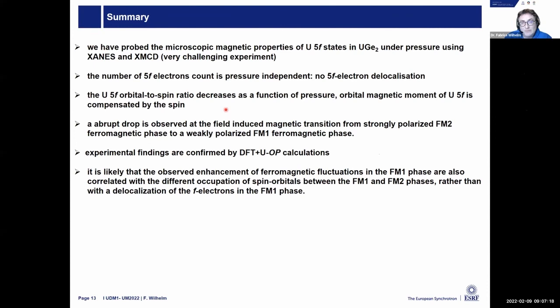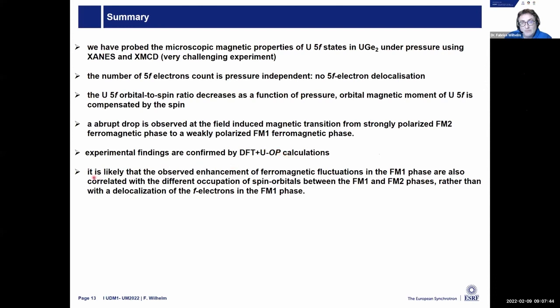We found out that the uranium 5F orbital to spin ratio decreases as a function of the pressure. The orbital magnetic moment of the uranium 5F is compensated by the spin. We observe that across the transition between the ferromagnetic 2 and ferromagnetic 1, an abrupt drop is observed at the field-induced magnetic phase transition. These experimental findings are confirmed by DFT plus U calculations.